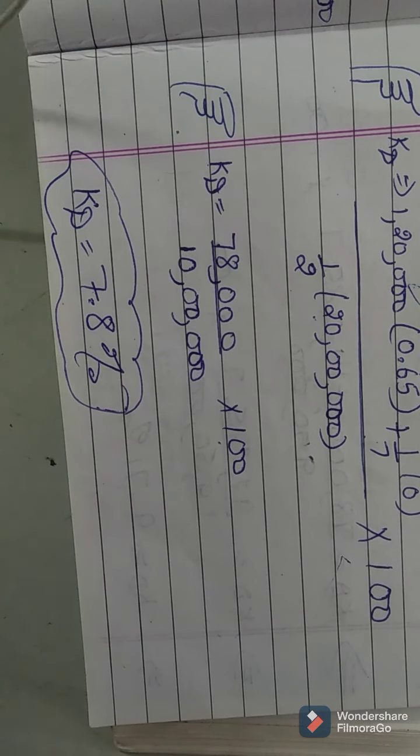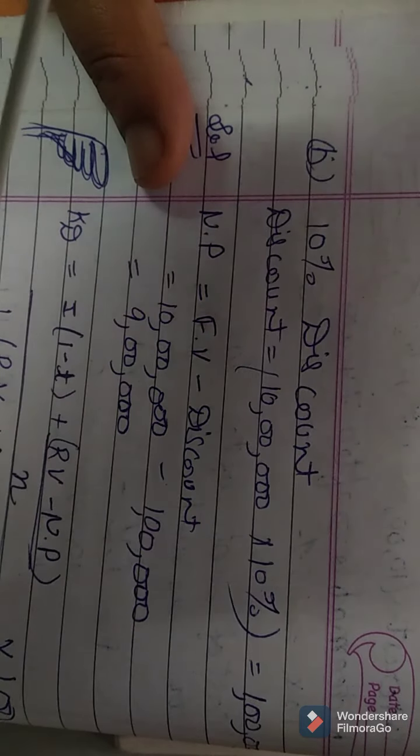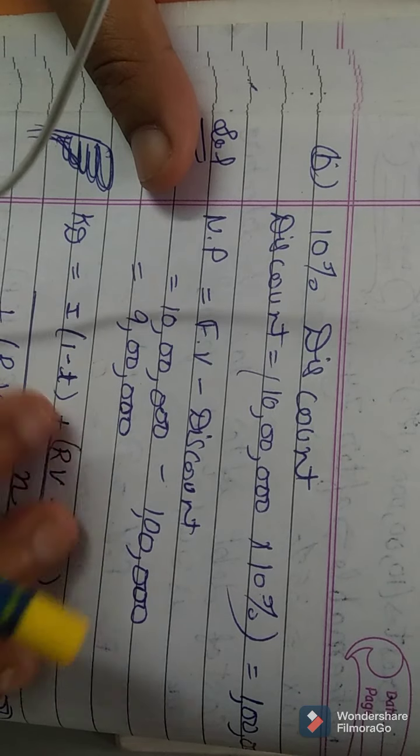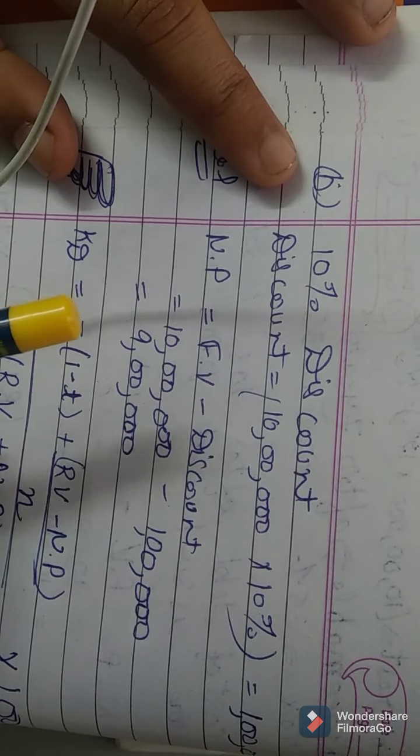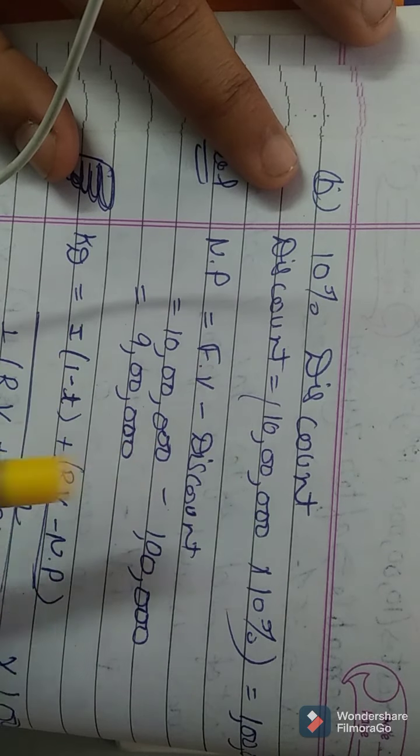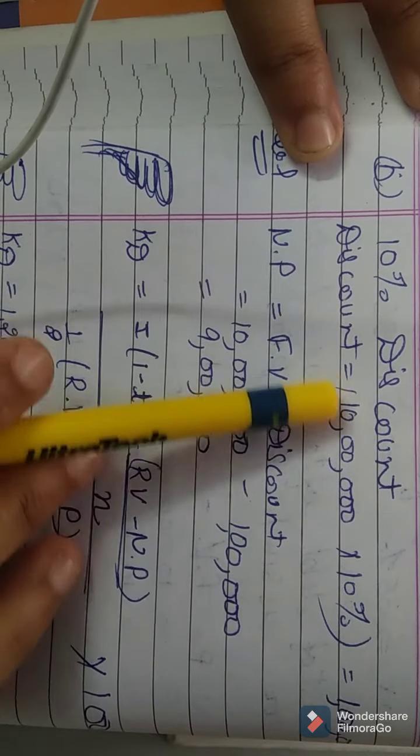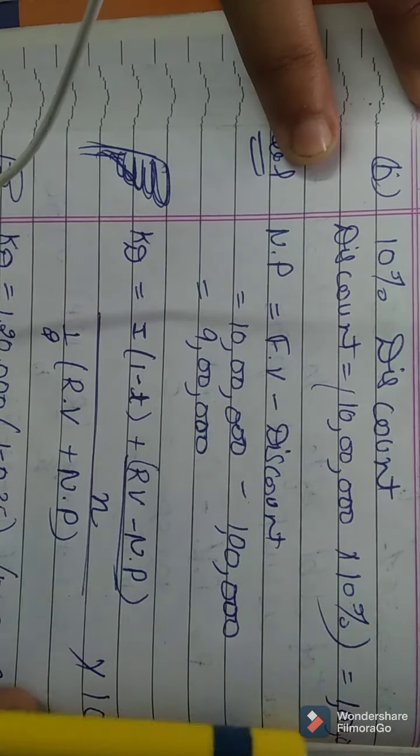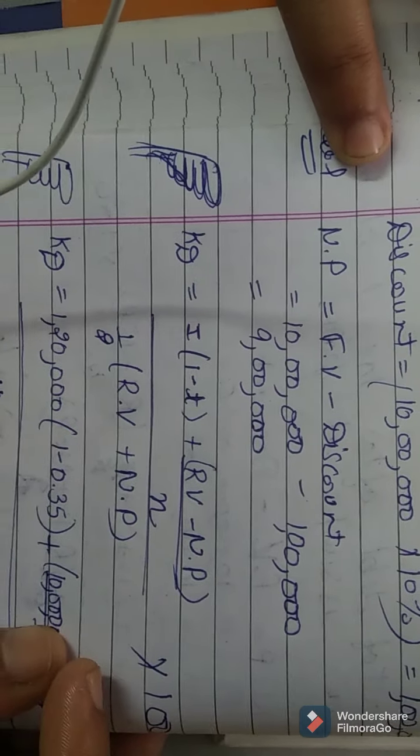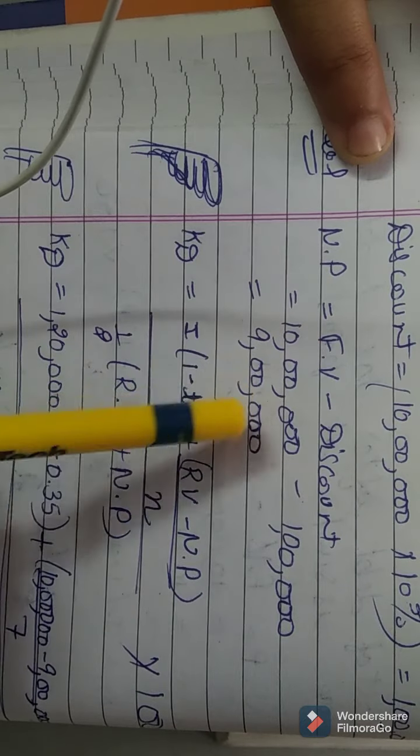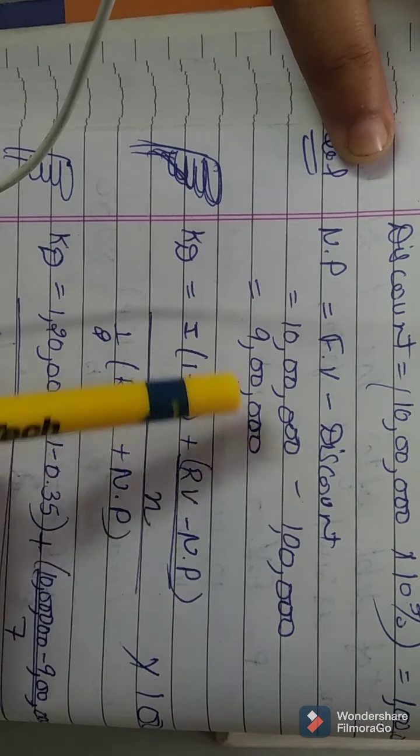Now in the second part, 10% discount. A 10% discount just changes the value of NP. It means that discount is treated only in NP, not in anything else. 10% discount on 10 lakh means 1 lakh. Now NP is equal to face value minus discount. Face value of debenture 10 lakh minus 1 lakh is 9 lakh.